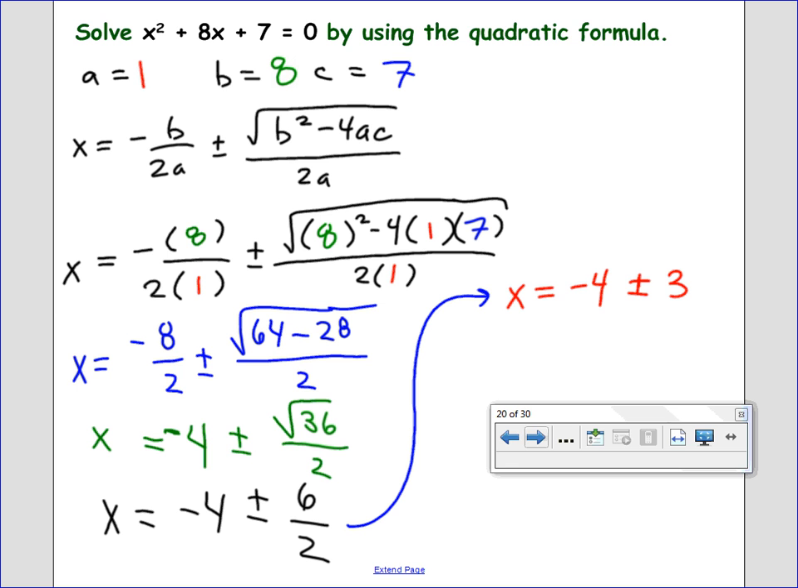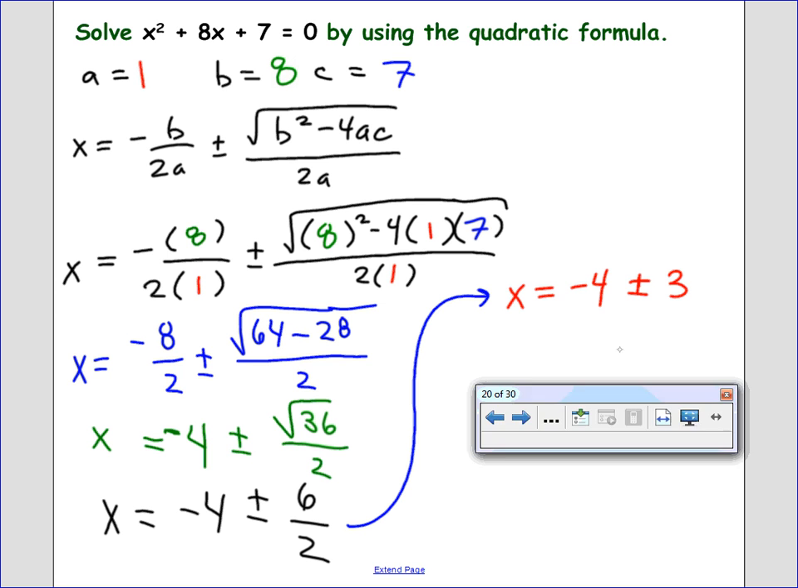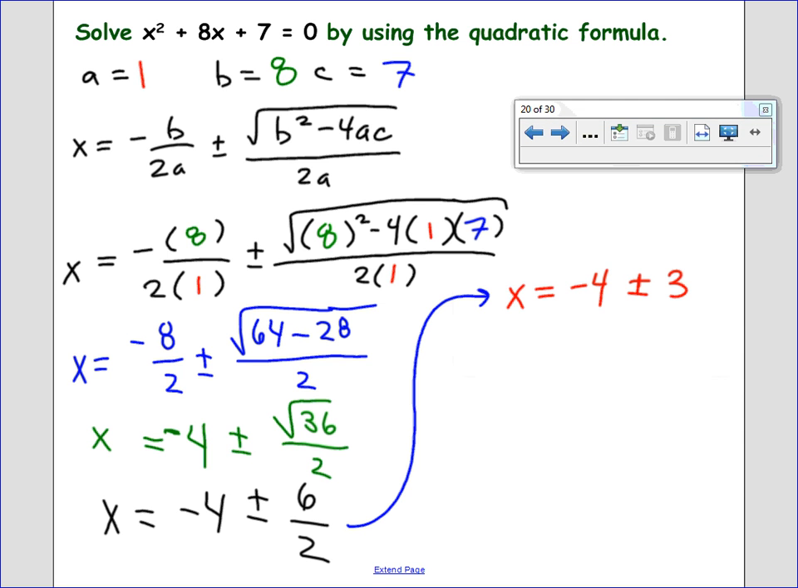How many solutions does this represent? 2. What are they? They're given by negative 4 plus 3 in the first instance, and negative 4 minus 3 in the second instance. So again, I'll go ahead and split it up to be consistent with our earlier designations. We're going to get 2 different answers here. One comes from taking negative 4 and adding 3 to it.